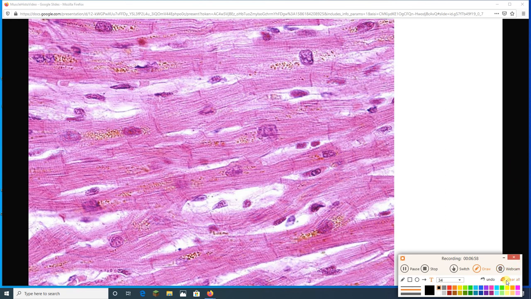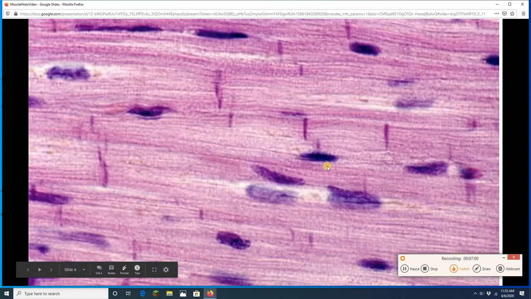All right, we keep going here. Pause this video. This is cardiac muscle. See if you can find striations, nuclei, and intercalated discs.